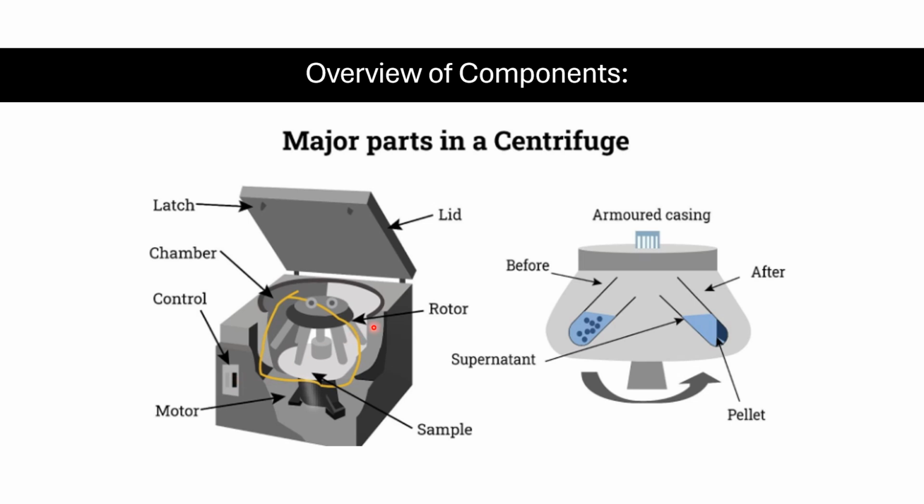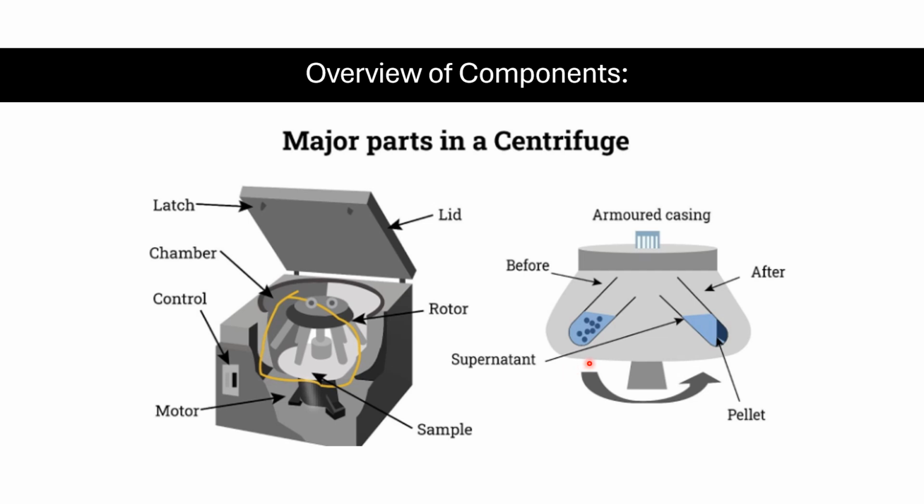And here is the rotor. The rotor holds the sample tubes and spins at high speed based on the RPM set in the control panel, right? And here is the motor. The motor generates the power so that the rotor rotates for effective separation, right? And here you can keep the sample, the substance that is being processed for separation. So these are overall the major parts of the centrifuge machine, right?